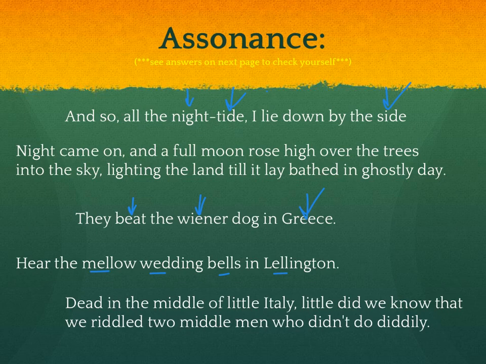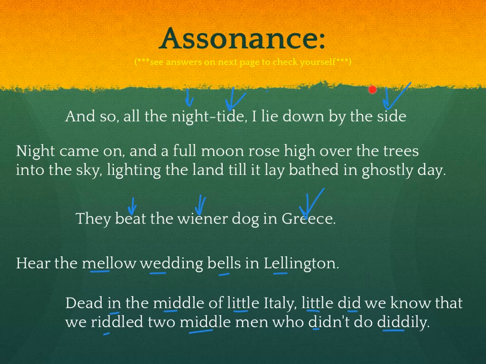And our last one is, "dead in the middle of Little Italy, little did we know that we riddled 2 middlemen who didn't do diddly." So it almost sounds like these rhyme, but they don't. It's not called rhyme, okay? We have an I sound, I. There's a lot of I's in there, and you'll notice that it's a repetition in all of these.